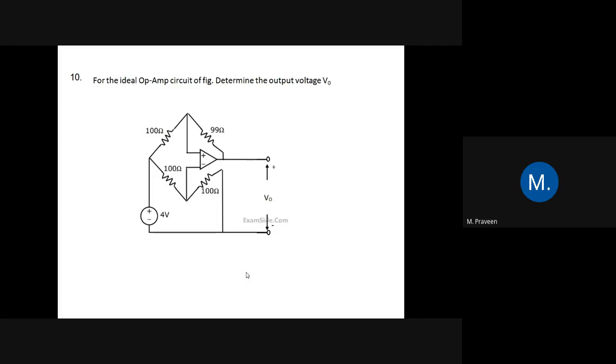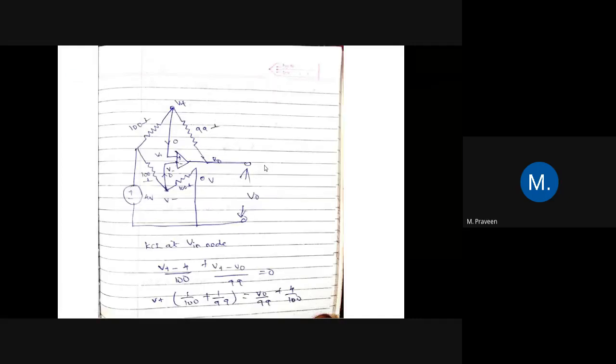For the ideal op-amp circuit of the figure, determine the output voltage V0. Okay, so we have to find V0. Here they have given the circuit. To find V0, we first have to find the voltage at this node and the voltage at this node. If we know these two voltages, we can find V0.